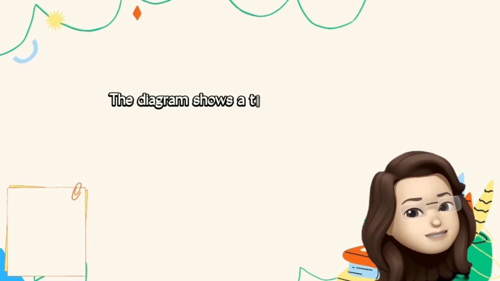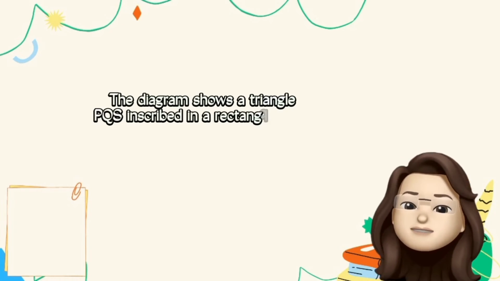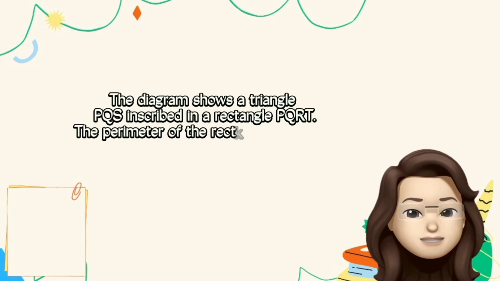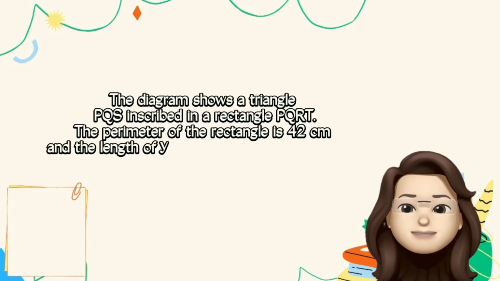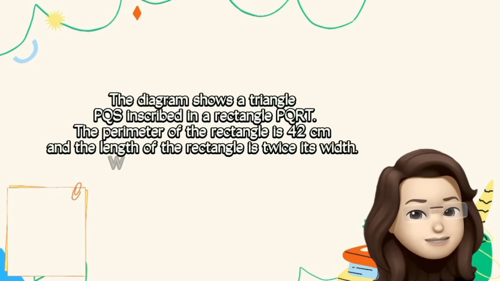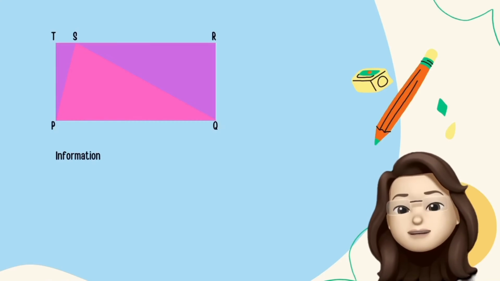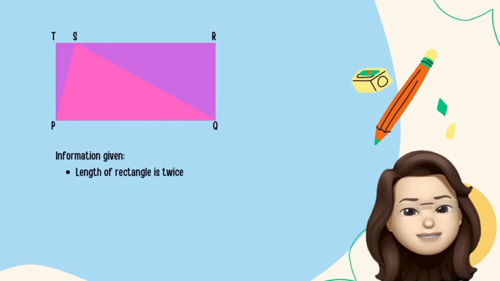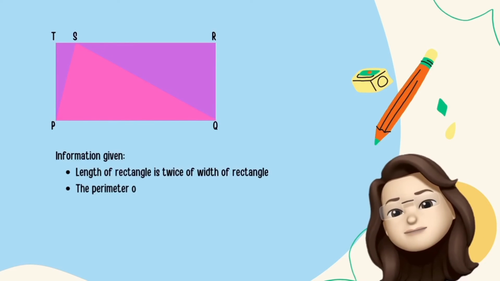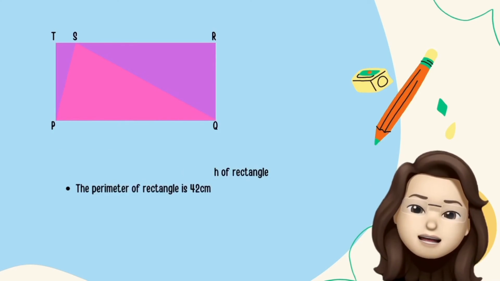The diagram shows a triangle PQS inscribed in a rectangle PQRT. The perimeter of the rectangle is 42 cm and the length of the rectangle is twice its width. Find the area of triangle PQS. From the question, there is some information given, which is that the length of the rectangle is twice the width and the total of perimeter is equal to 42 cm.